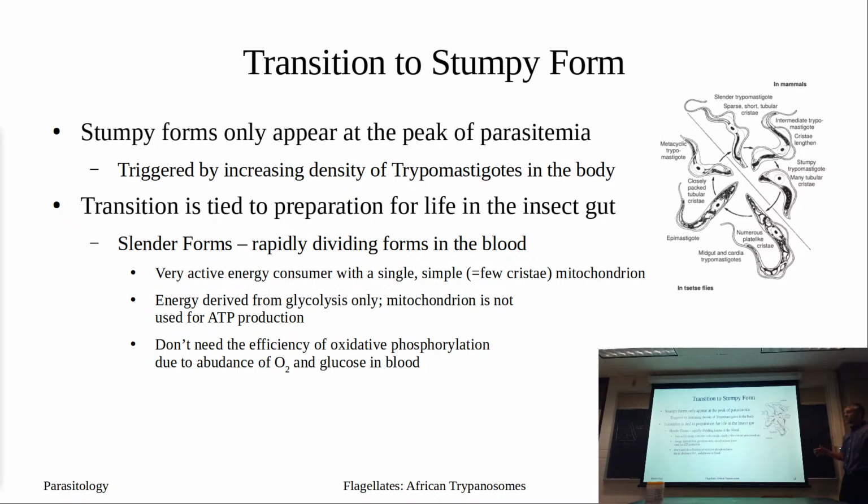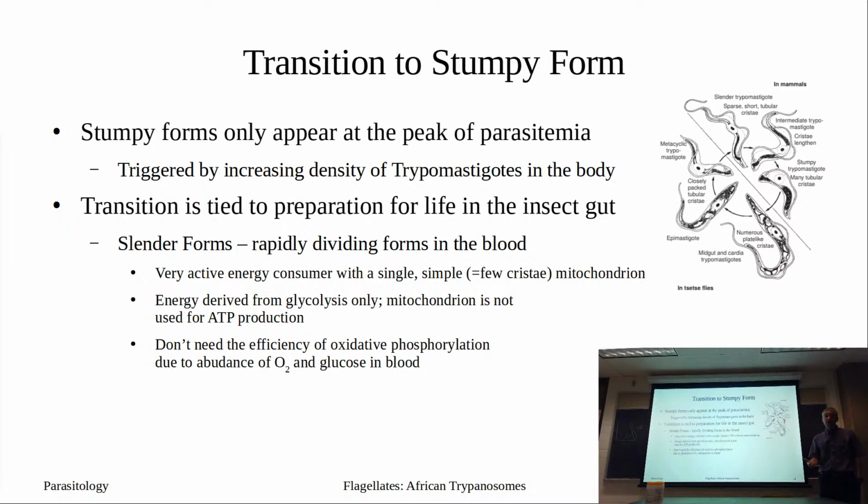So when we're in the slender form, we are rapidly dividing. We're in the blood, we're in plasma. We have an abundant source of food, glucose. Blood glucose levels course through there. So the parasite can get by with just glycolysis for all of its ATP production. And if it's going to get by with glycolysis, then it doesn't need oxidative phosphorylation. It doesn't need the electron transport chain.